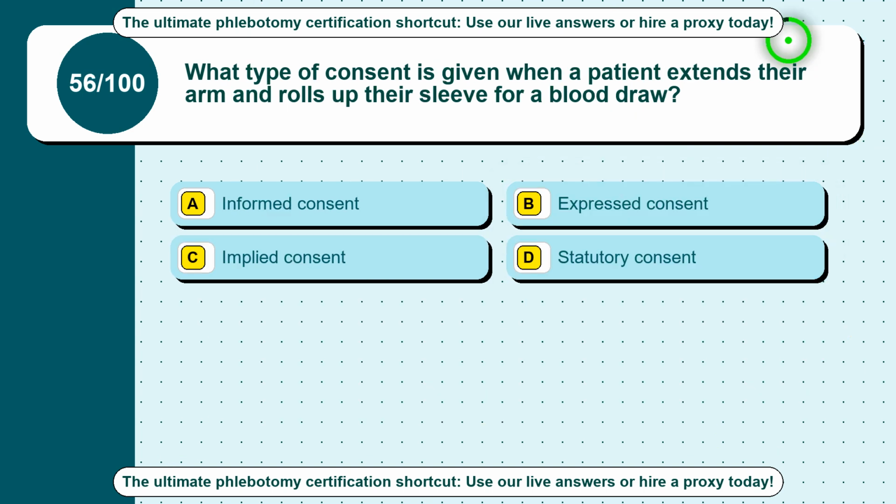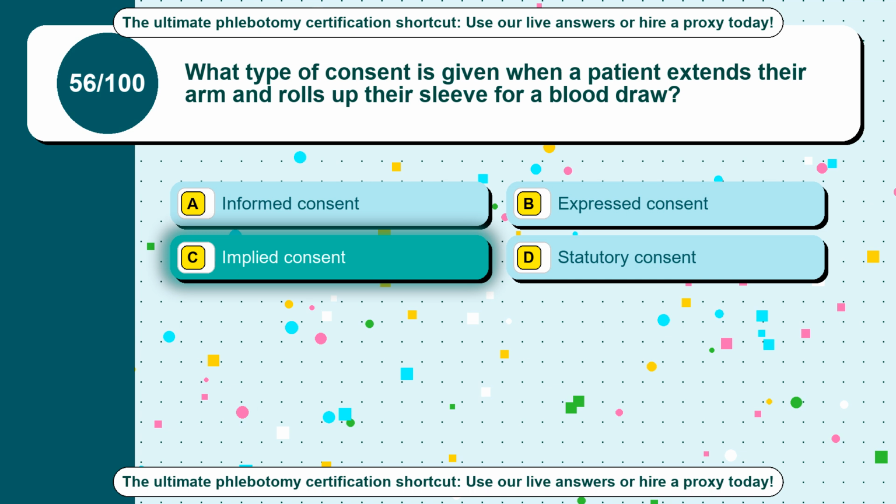Question 56. What type of consent is given when a patient extends their arm and rolls up their sleeve for a blood draw? Option A. Informed consent. Option B. Expressed consent. Option C. Implied consent. Option D. Statutory consent. The correct answer is option C.